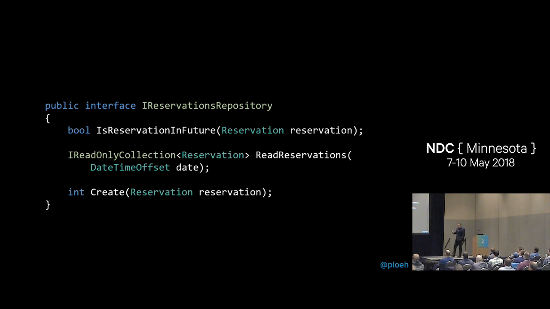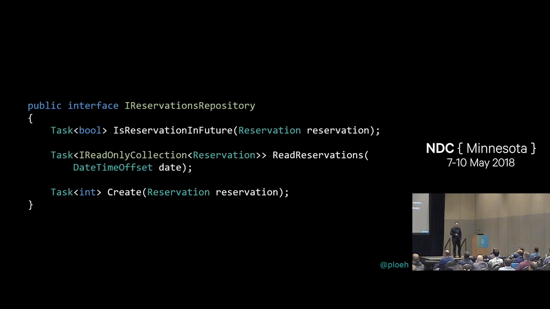When you're interacting with the database, what you're really doing is I/O. So you might want to say, let's make it async. This is not really what I want to do for the rest of the talk, but this will be instructive, I hope. So we can see what happens if we make it async. Basically, what you need to do to make it async is that instead of returning normal values, you just return tasks of those things. So task of bool, task of a reservation collection, task of int.